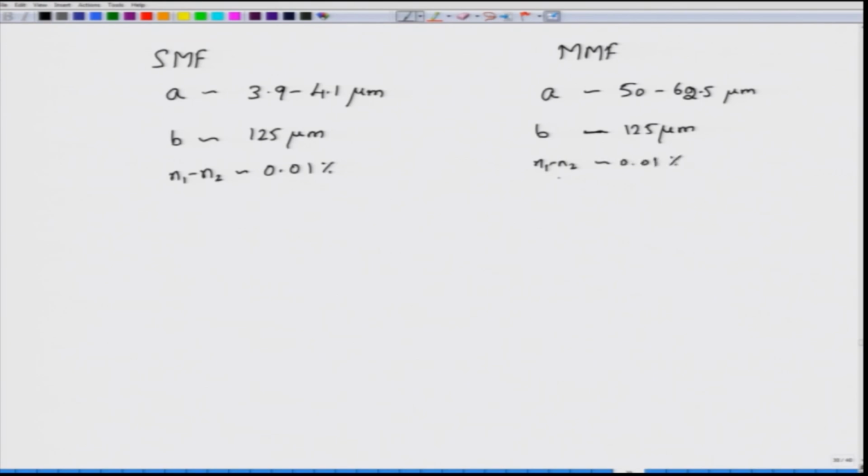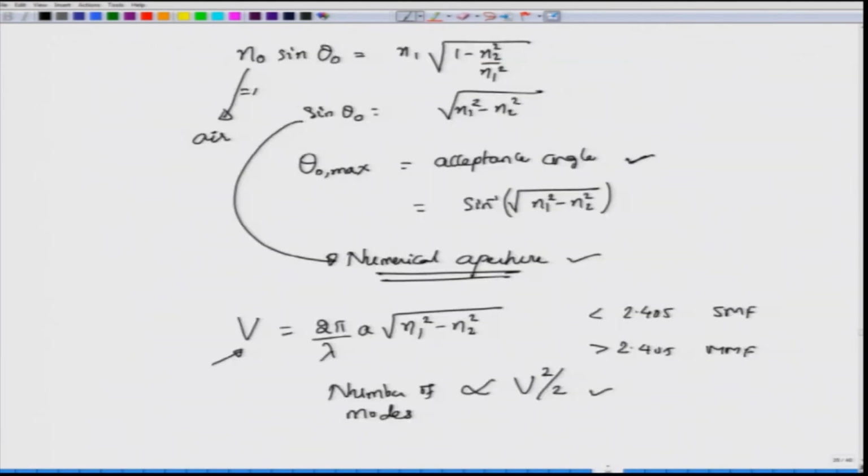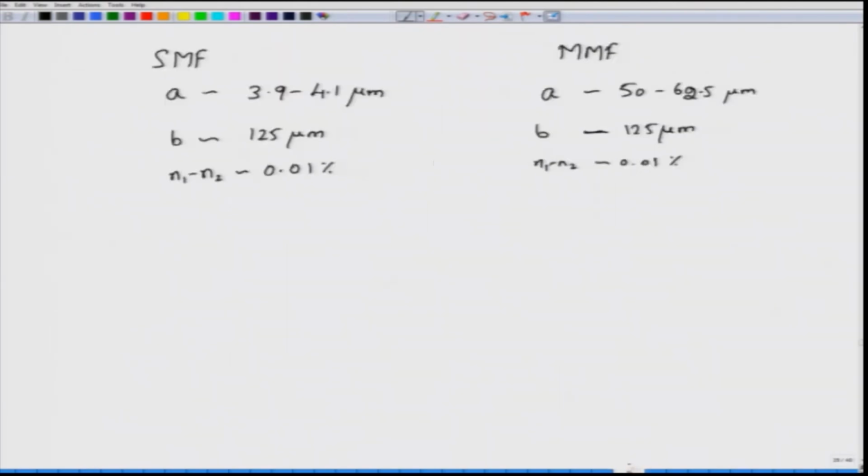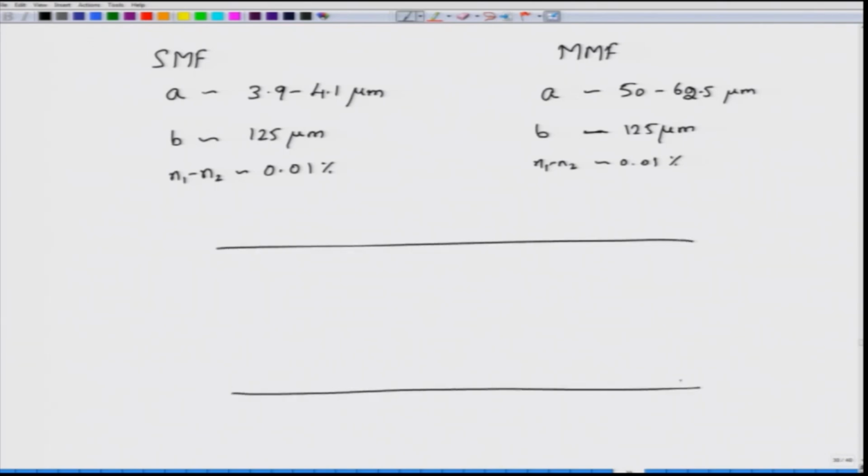Remember, I have kept n1 minus n2 the same, but to increase the V number I have increased the core radius. So, I have kept this constant, but then increased a to support the multimode fibers. But you can also find n1 minus n2 to be slightly larger in a multimode fiber, so that you can support even more modes if you wish. But the problem with these multimode fibers is that they are going to distort the signal because of an important distortion mechanism called intermodal dispersion.